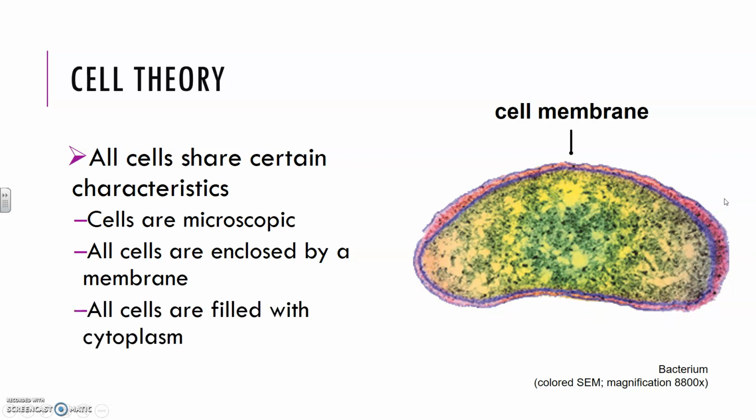And then all cells are filled with what's known as cytoplasm. So cytoplasm is a water-based gel kind of thing. It's got a lot of different proteins and nutrients and all different sorts of things dissolved in it. So it is kind of gel-like, but it's also a very fluid gel. So everything inside the cell can move through the cytoplasm relatively easily. So those are the three major characteristics that all cells share. You've got microscopic, so they're absolutely tiny. They all have a cell membrane, and they all have cytoplasm.